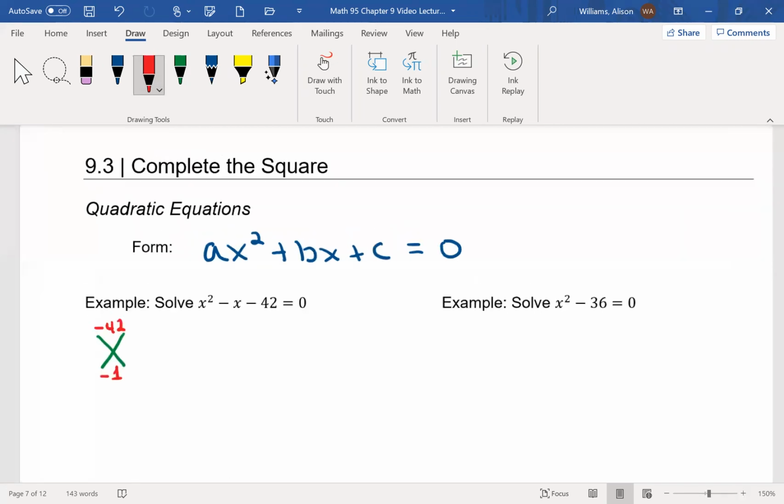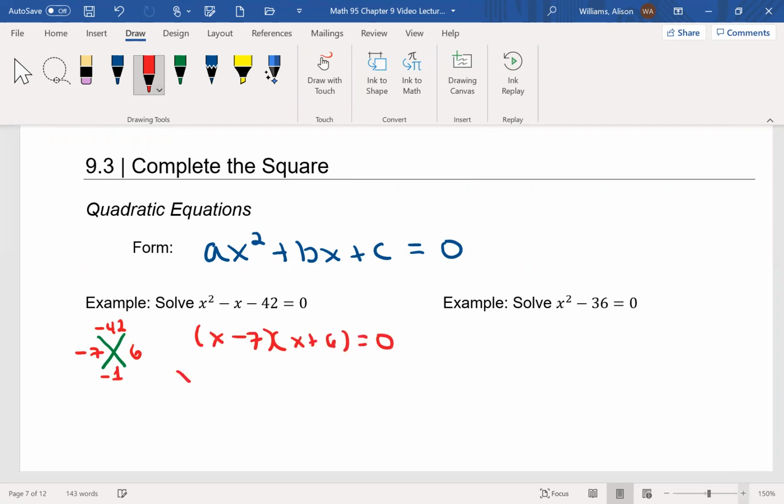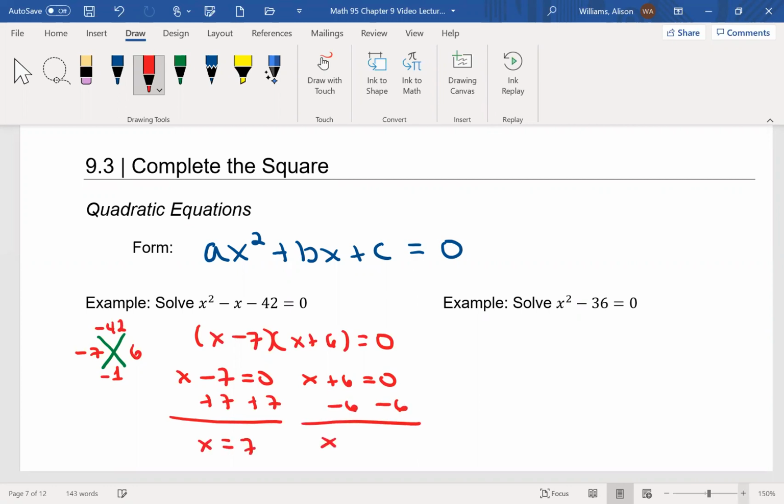Here, let me zoom in just a smidge. Okay, that's going to be negative 7, positive 6. So this is going to factor into x minus 7, x plus 6. And then we set the two things equal to 0 because we have something that's multiplying to be 0, which means one of them must be 0. And I get x equals 7 and x equals negative 6. All right, great. And we've seen this before.